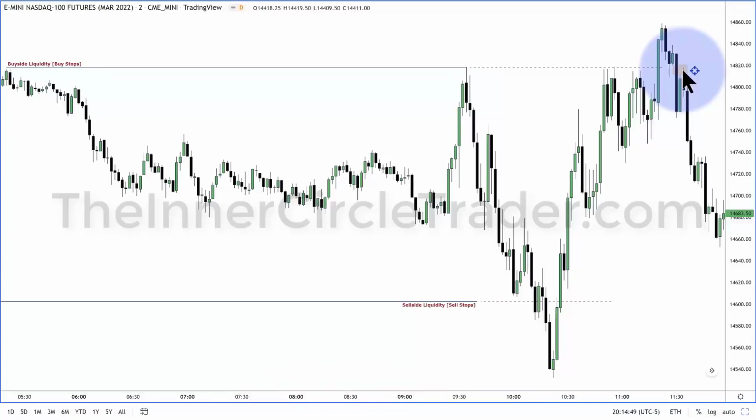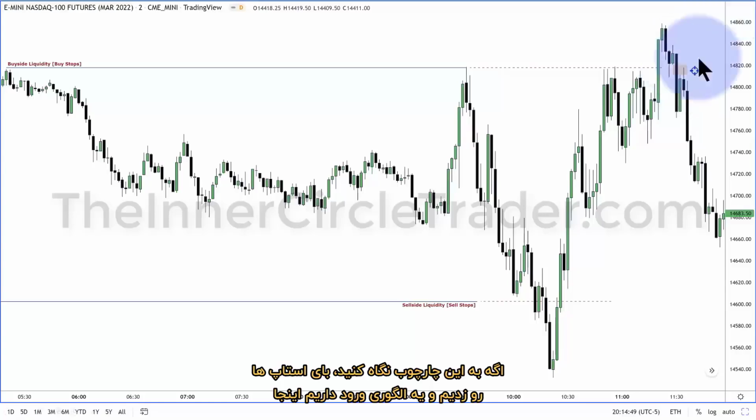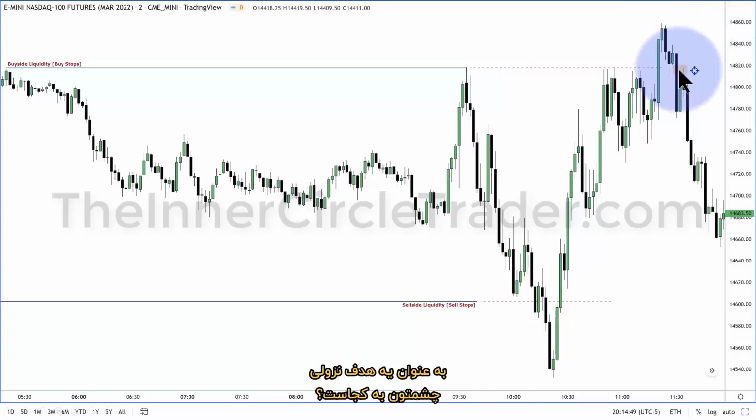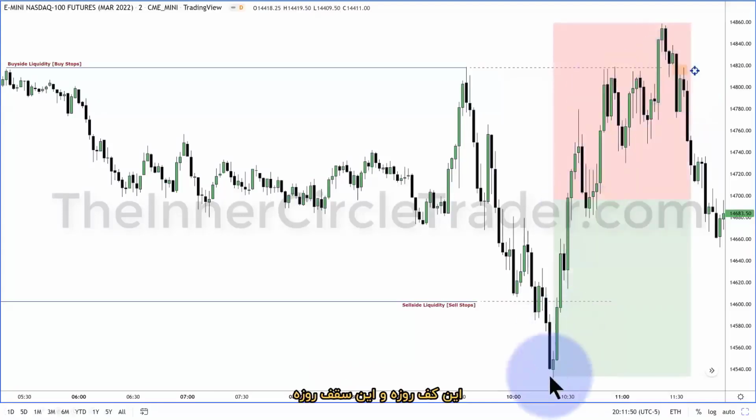Okay, so if you're looking at this framework here, and we've taken the buy stops, we have our entry pattern here, what would you be looking for as a downside objective? Well, I'm going to teach you the liquidity matrix. Okay, it sounds pretty cool, sounds neat and all that, but watch what it is. This here is your range. This is the low of the day, and this is the high of the day thus far.